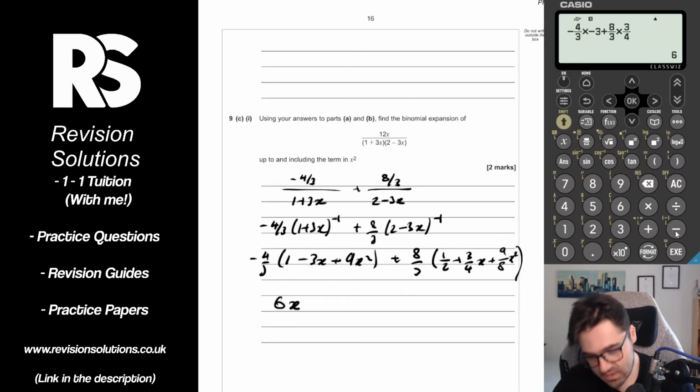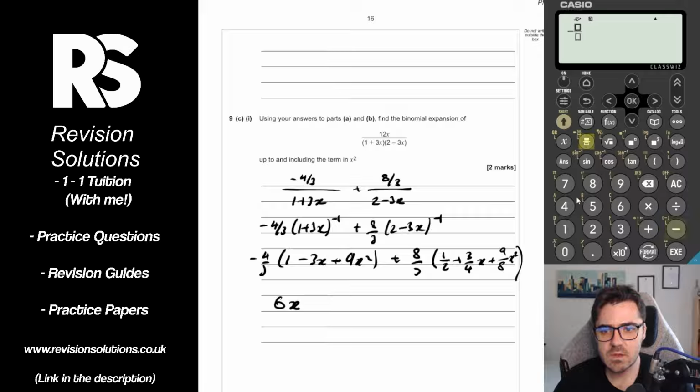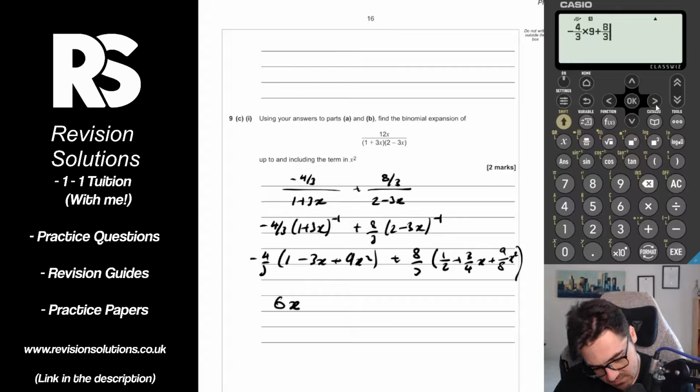And then for the x squared term, we'll have minus 4/3 times the 9, plus 8/3 times the 9/8. That gives us minus 9x squared on that term.